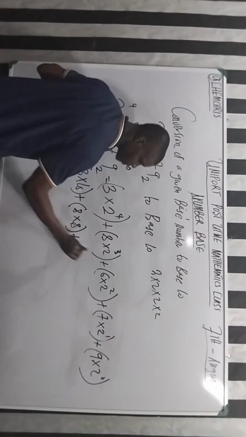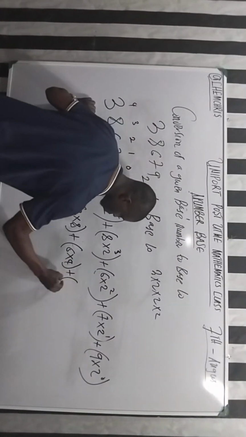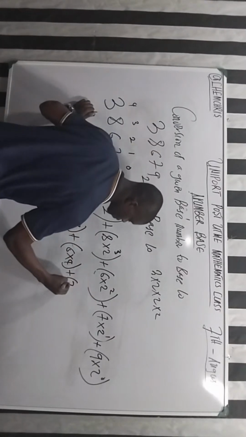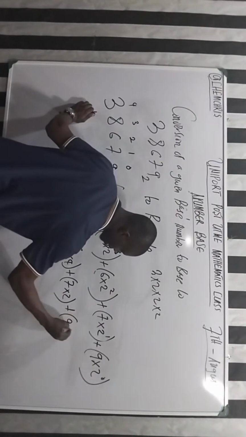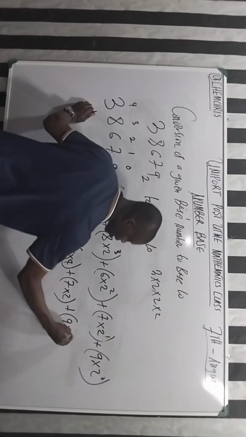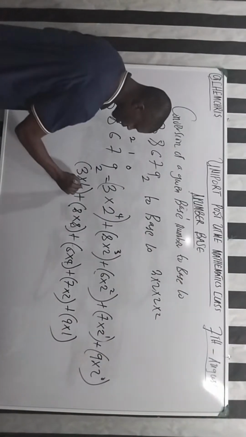Plus here we have 2 raised to 2, which is 4. Plus 7 times 2 raised to 1, which is 2. Plus 9 times 2 raised to 0, which is 1, because anything raised to 0 is 1.